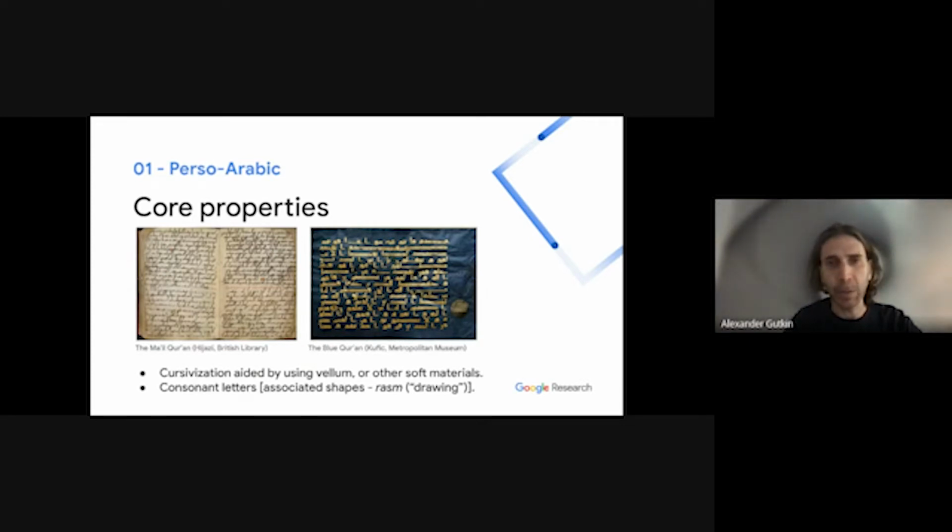Cursivization is one of the salient features of the script. It's been aided by the advances in soft materials such as vellum, and similar to other Semitic scripts such as Hebrew, initially the letters only signified the consonants. The basic shapes were called rasm, or drawing, or shape in Arabic.